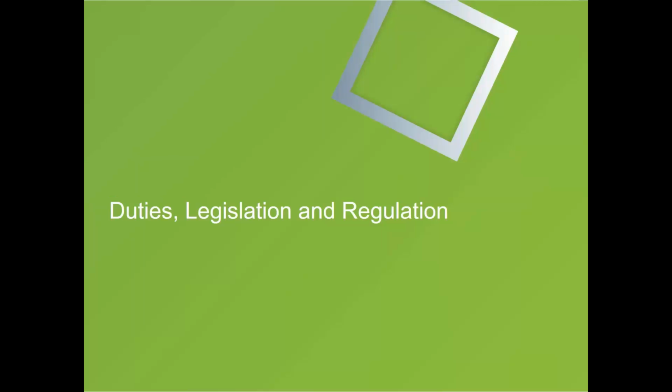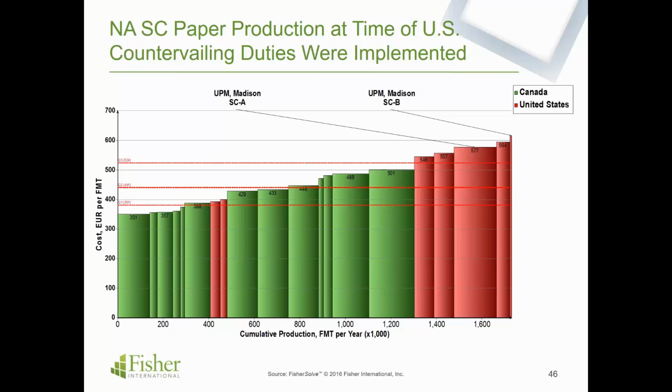Okay, duties, legislation and regulation in Russia and its effects I already explained a little bit. Here is one other interesting case of duties. The US government set countervailing duties for Canadian supercalendered paper producers a couple of years back, because US operators were claiming that there would be job losses because of dumping prices from Canada, and duties were implemented.